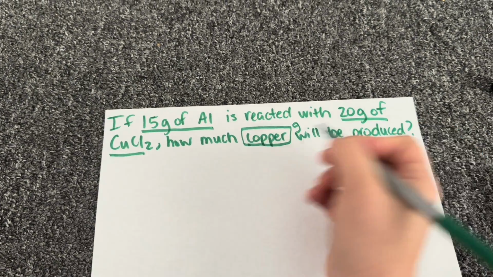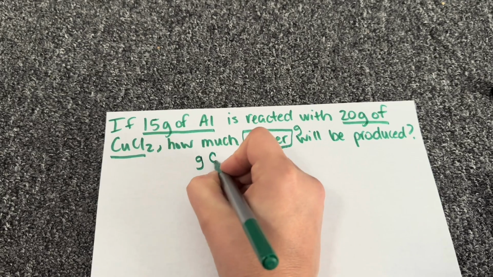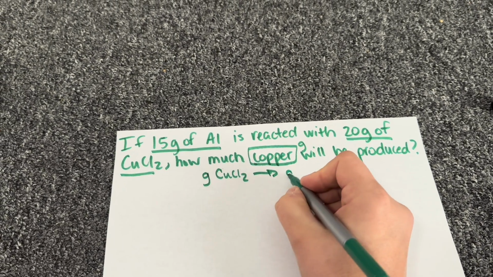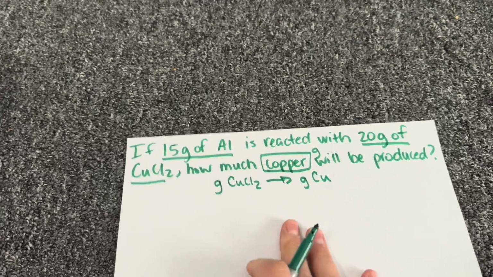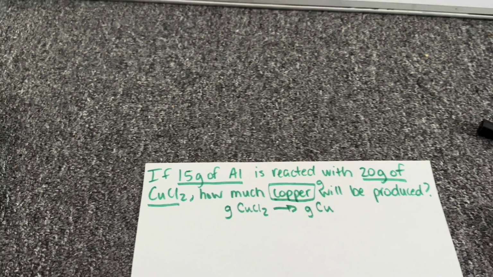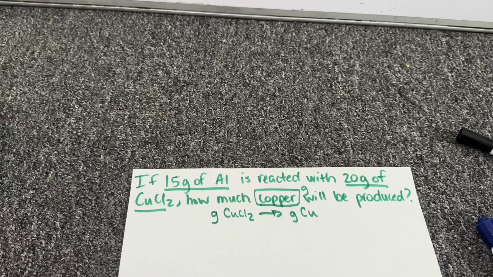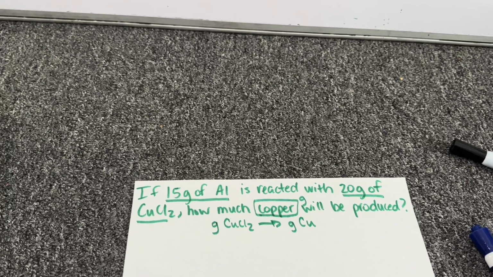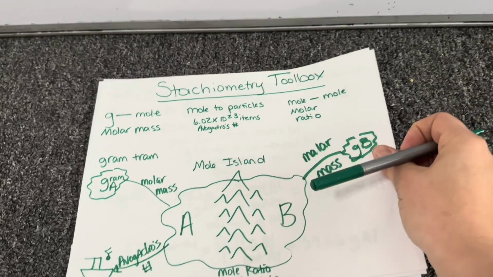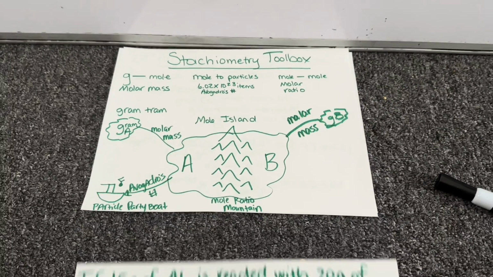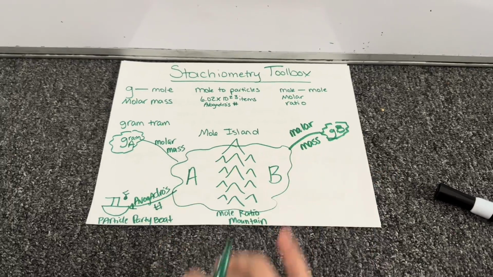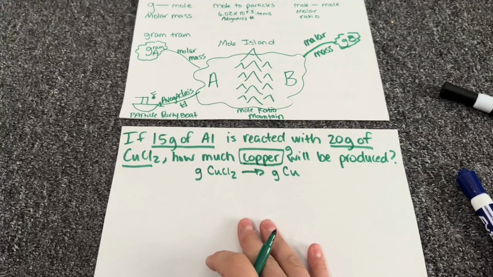So if we're building our roadmap, we're going to go with grams of CuCl2, and we're trying to convert that to grams of copper. And we know, looking at our toolbox over here, that we don't have a link from grams of one thing all the way to grams of another thing. We've got to go through Mole Island and do our full stoichiometry.